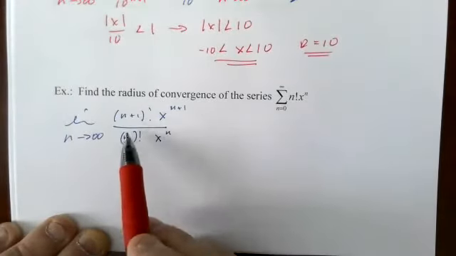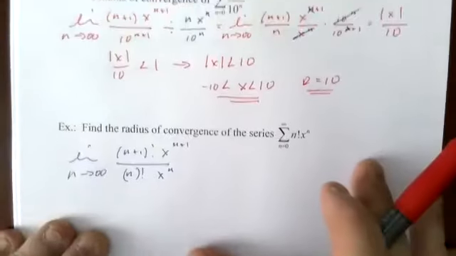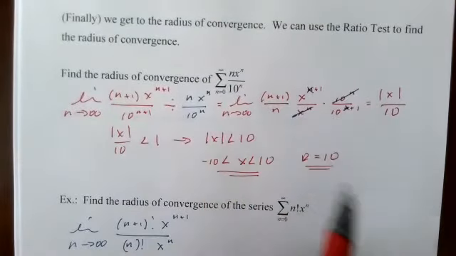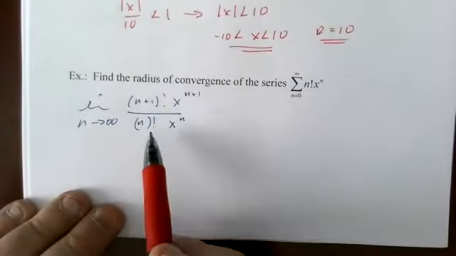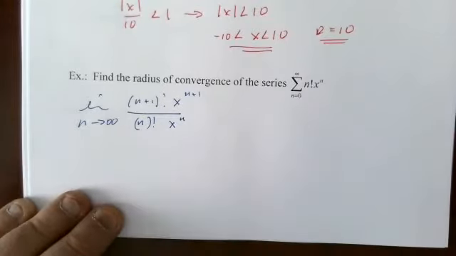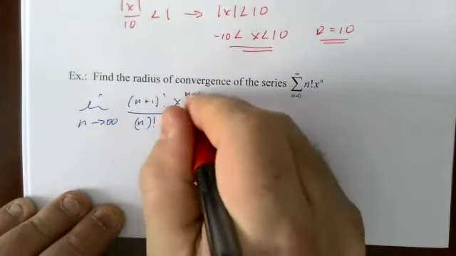Limit as n approaches infinity of n plus 1 factorial, x to the n plus 1. I'm going to be dividing, I know that, by n factorial, x to the n. Now we got a new one here. You might say, oh, that's 1. We just did it. No, we didn't. We did n plus 1 over n. This is n plus 1 factorial over n factorial. This is a different animal. But I do know this happens.